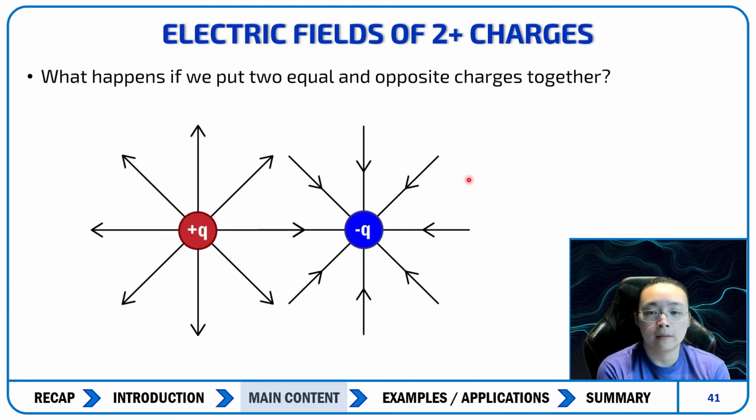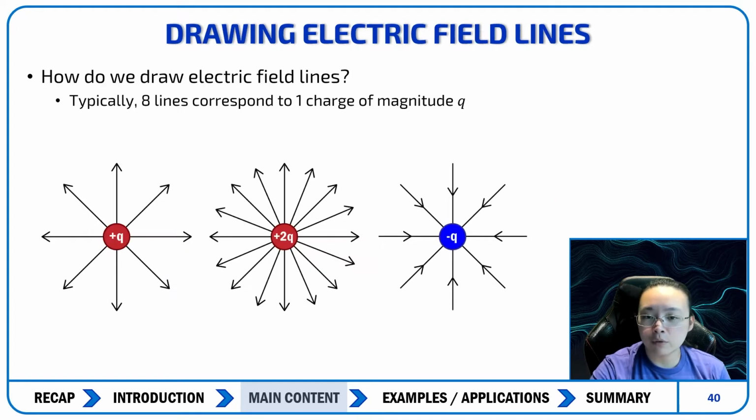Now we take a look at what happens when we combine two charges together. We now have a plus Q charge on the left side and a minus Q charge on the right side. You bring them close enough. You take a look at the previous diagram here, basically take out the middle one, and you kind of bring them closer and closer.